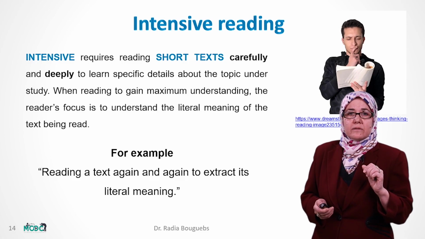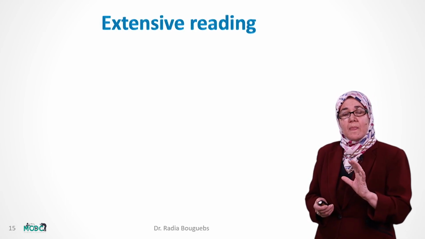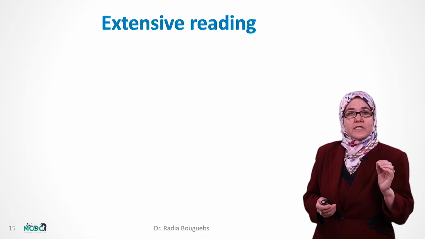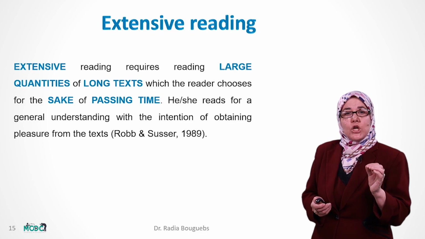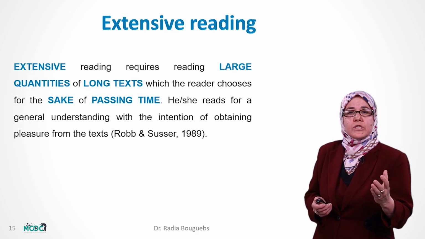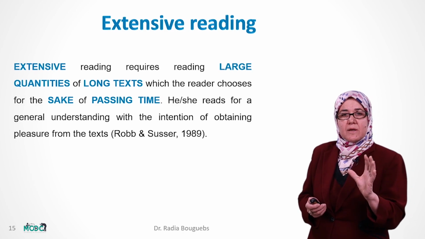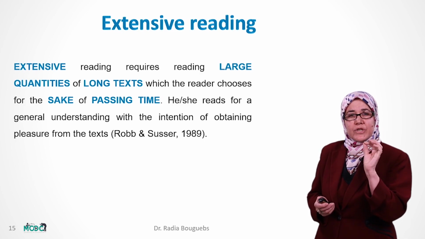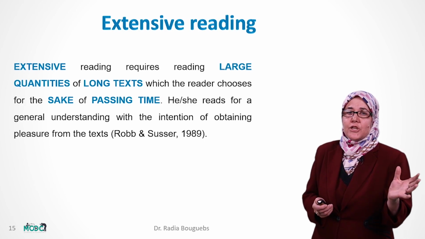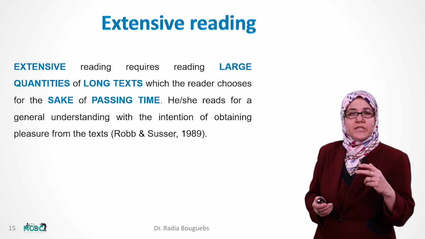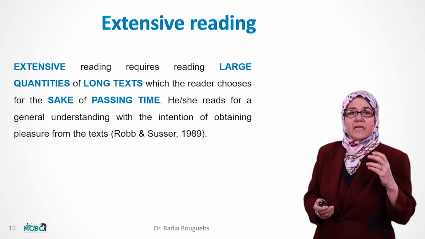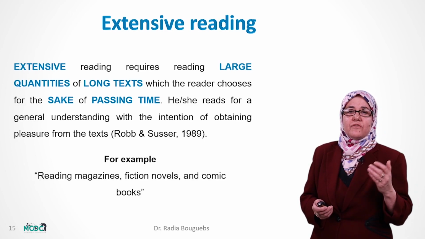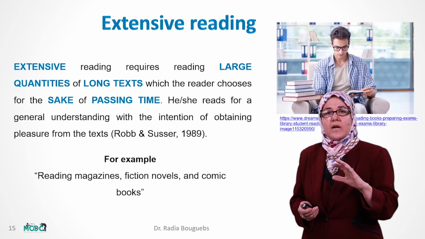Moving to the fourth type of reading, which is extensive reading. Different from intensive reading, in extensive reading the reader reads a large quantity of long texts. Long texts depend on the reader himself; they can be books or magazines, but the main purpose behind extensive reading is to read for the sake of passing time. Here, the reader's attention is not focused on knowing the details, but rather on getting a general understanding with the intention of obtaining pleasure from the text. A good example is reading magazines, fiction novels, comic books, and similar materials.